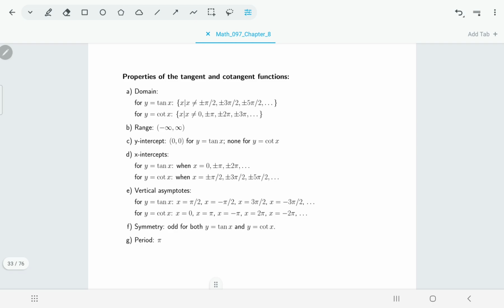The one thing that was different about tangent and cotangent as opposed to the other four functions, sine, cosine, secant, and cosecant, is that they all had a period of 2 pi. Tangent is the one exception in that it's got a period of pi.